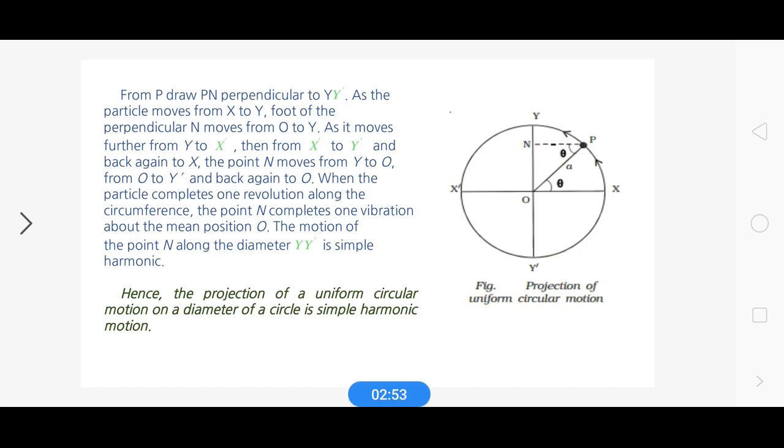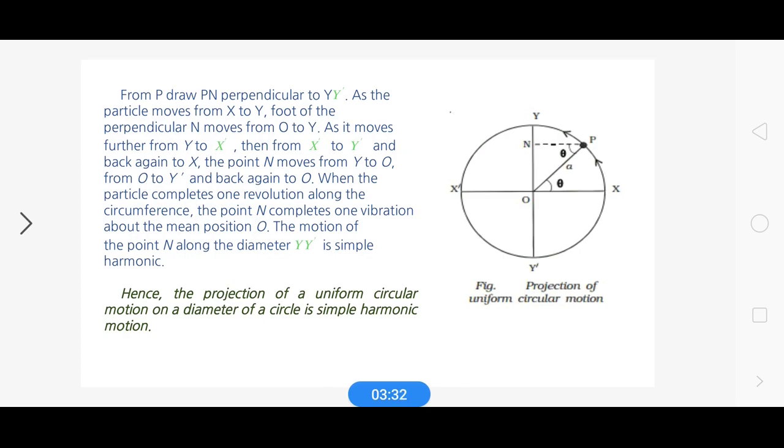Then as the particle moves further from Y to X dash, and then X dash to Y dash, the foot of the perpendicular shifts from Y to O and O to Y dash. And if the particle moves from Y dash to X, the foot of the perpendicular shifts from Y dash to O again.